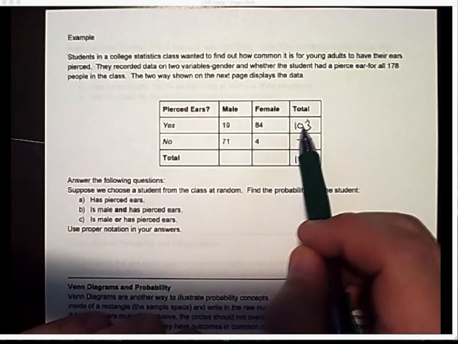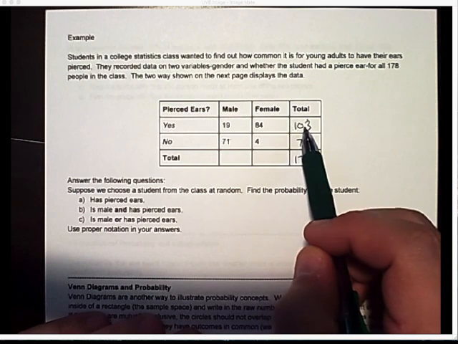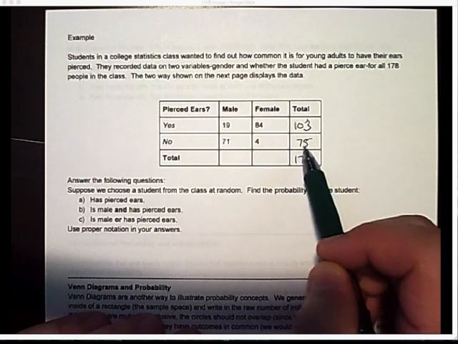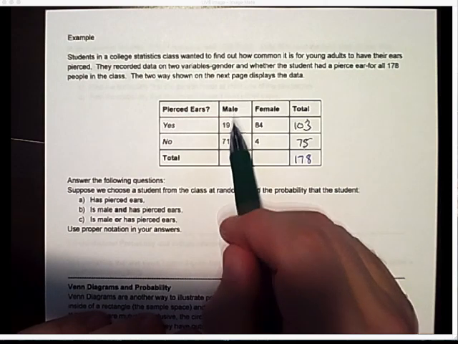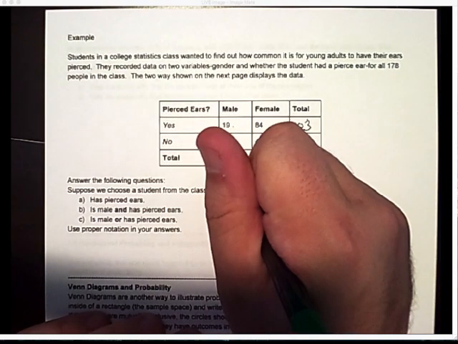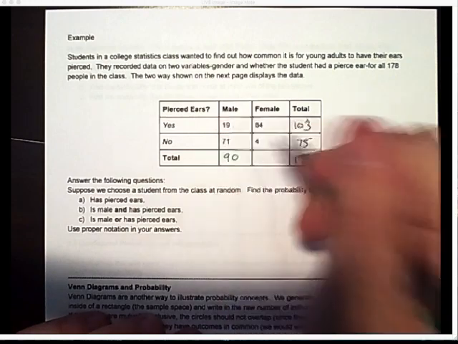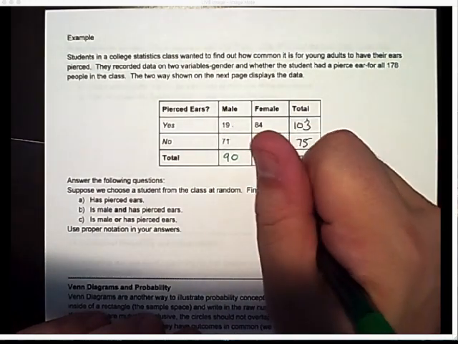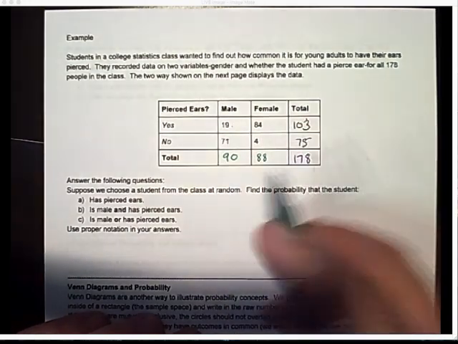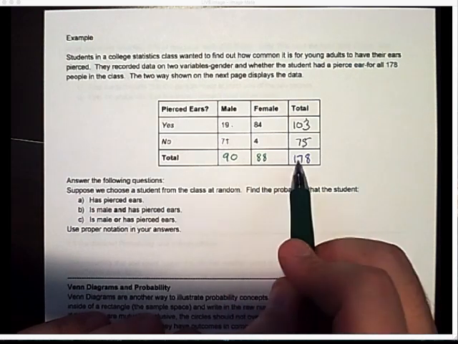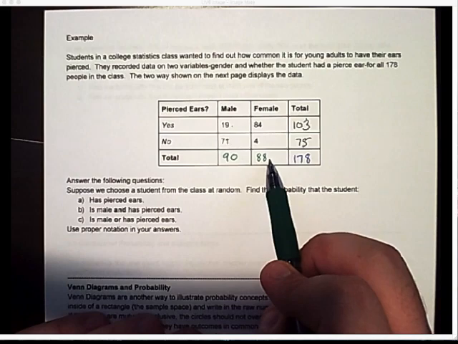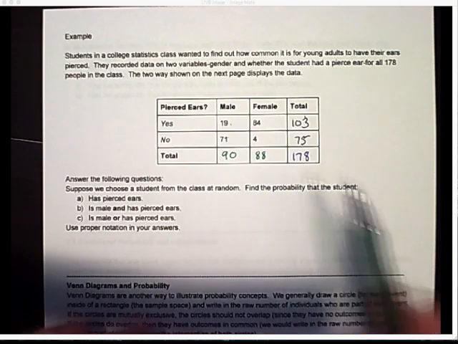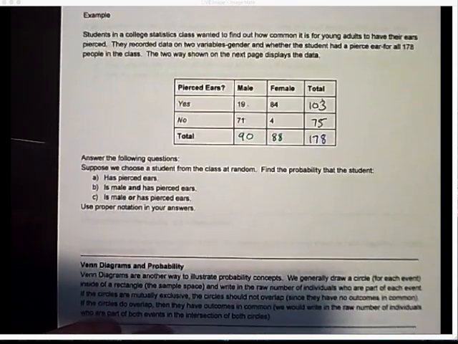all right, well, before we do that, let's think about what these mean. That means in the class, there's 103 people with pierced ears. There's 75 people without pierced ears. All right, 19 plus 71 happens to be 90. 84 plus 4 happens to be 88. If I add those two numbers together, it does equal 178. So there's 90 males in the class, there's 88 females. Okay, so let's see how we do this real quick.